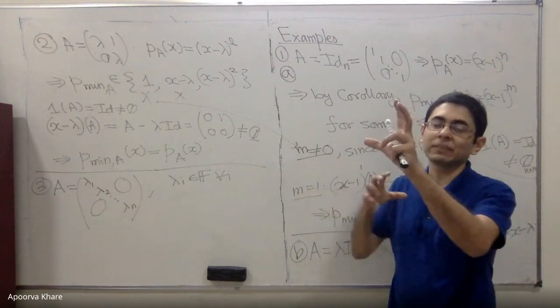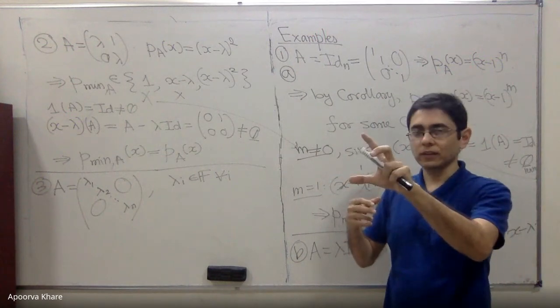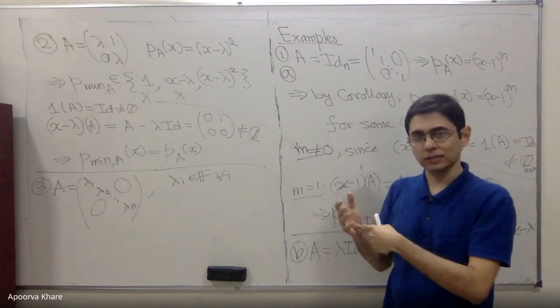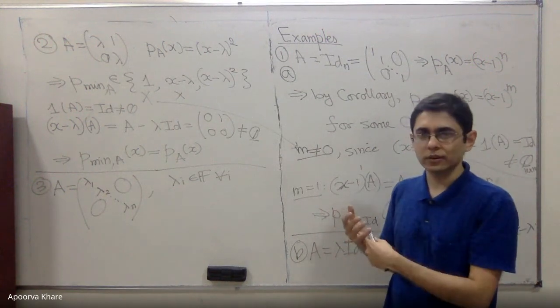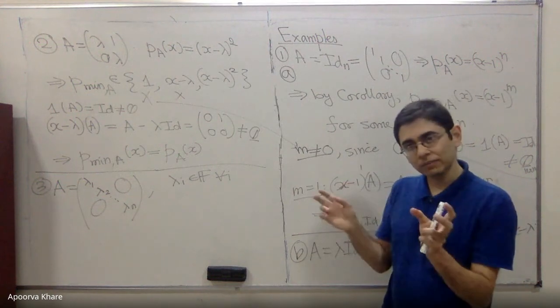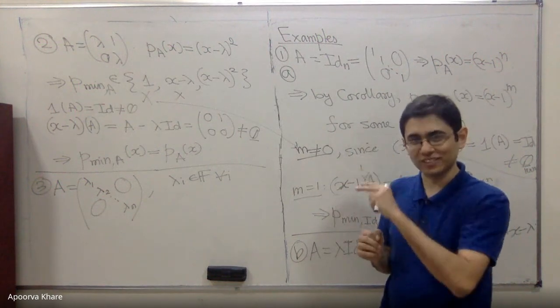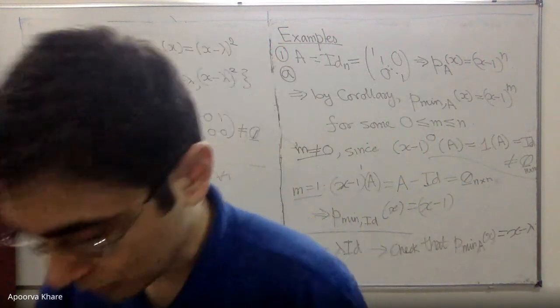Similarly, if you have say 5 lambda 1s and 3 lambda 2s, then A minus lambda 1 identity will kill the first 5 entries, but not the last 3. A minus lambda 2 identity will kill the last 3 entries, but not the first 5. So if you multiply them together, then that will kill both entries. And in fact, that turns out to be the minimal polynomial. So that's what you have to do.